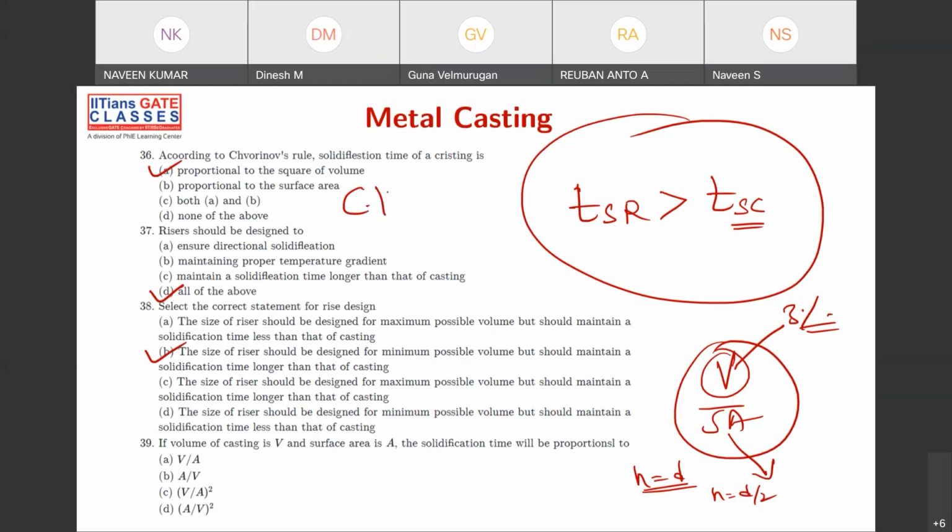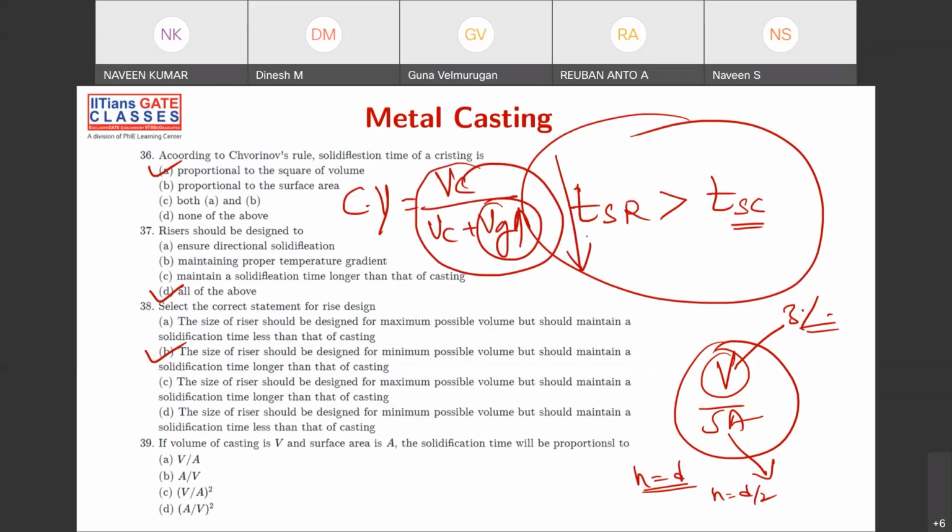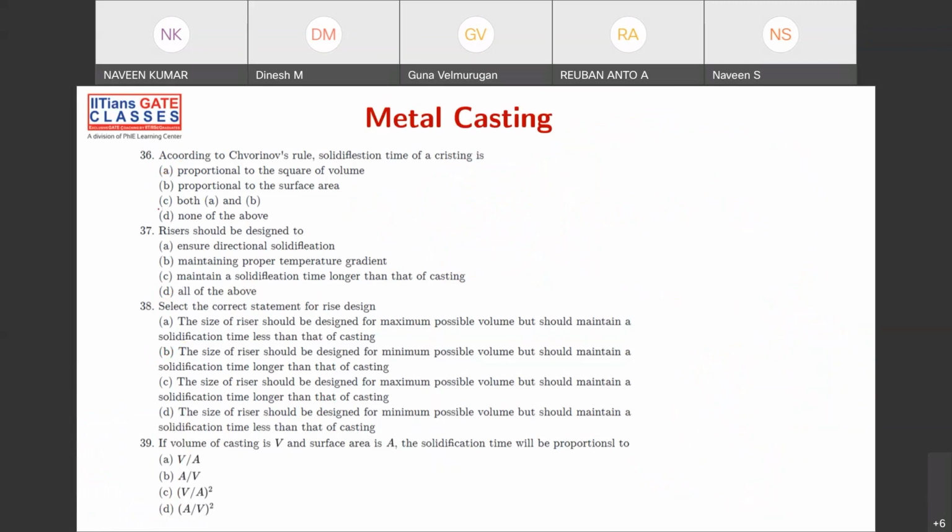What is casting yield? Casting yield is equal to volume of casting divided by volume of casting plus volume of gating elements. In gating elements, only this riser will be there. If you are taking more volume of riser, then the volume of gating will be increased, and the total will come down. Casting yield will come down. You don't want that to happen. Take as minimal as possible and maintain that solidification time of the riser should be more than the casting. Is it okay? Yes. The answer is B.